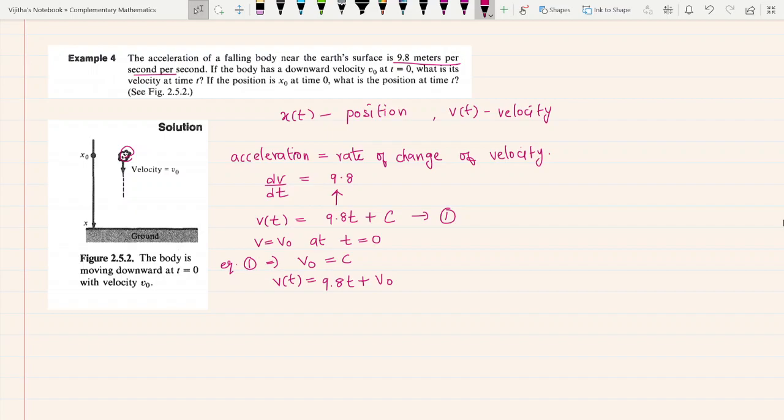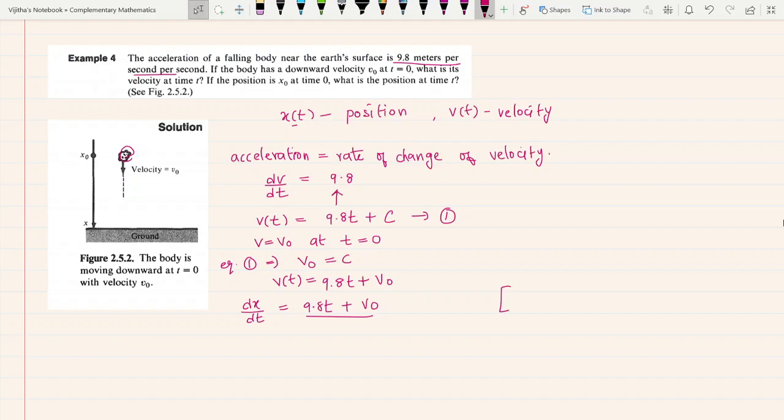Now we know that velocity is nothing but rate of change of position. Position we have denoted by x. So velocity is dx by dt, rate of change of position. So dx by dt is 9.8t plus v naught. Now derivative of x is given. We have to find what is x. It means that we have to find the antiderivative of this function 9.8t plus v naught.